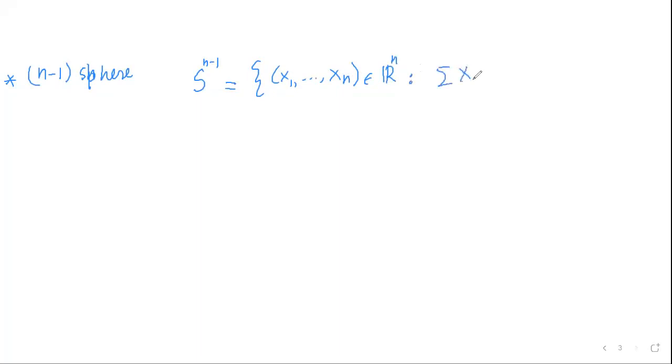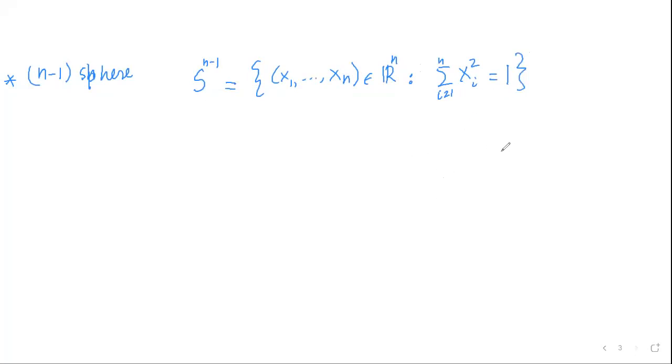Next are spheres. I'm writing it as the n minus 1 sphere. I'll tell you later on why I'm writing n minus 1. So what is the definition of the sphere? We write it like this: S^(n-1). This consists of all those points of Rn. From here you can see that the sphere is sitting in Rn, such that the sum of the squares of these real numbers, i varying from 1 to n, is equal to 1.